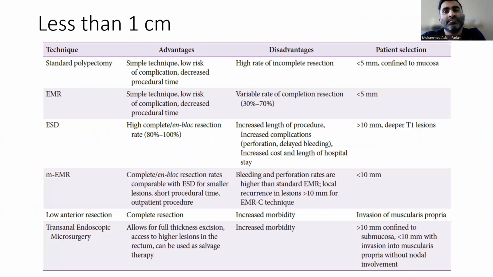So your standard polypectomy for these less than a centimeter lesions has a high rate of incomplete resection, even if less than 5 millimeters and confined to the mucosa. EMR has a variable rate of complete resection between 30 and 70%. And I think a lot of this is technique dependent, even with lesions less than 5 millimeters. Endoscopically, ESD gives the best results. And then there's a couple of modified EMR techniques, which I'll go through.